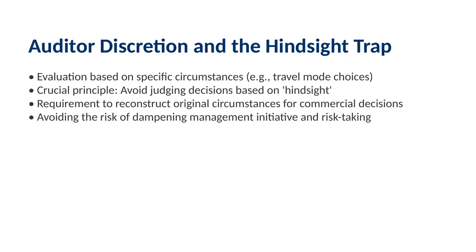To put this into perspective, think of propriety as a moral evaluation based on specific circumstances. For example, if an official travels by air, the auditor shouldn't just call it wasteful immediately. Instead, the auditor must ask, would travel by rail have been feasible and achieved the same result? This brings us to a vital point for you as a professional. The auditor must exercise discretion.